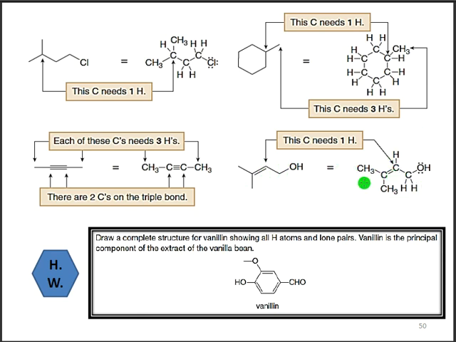This is the Lewis structure with lone pairs, and in the skeletal structure we don't write the lone pairs, they are omitted. Here is the homework for you: draw the complete structure for vanillin, show all the atoms and the lone pairs. Vanillin is the principal component of the extract of the vanilla bean. Okay.